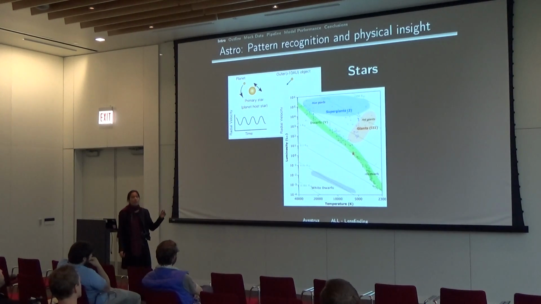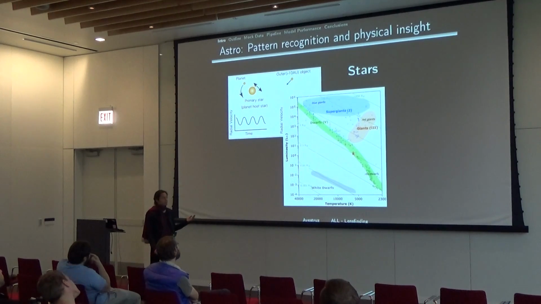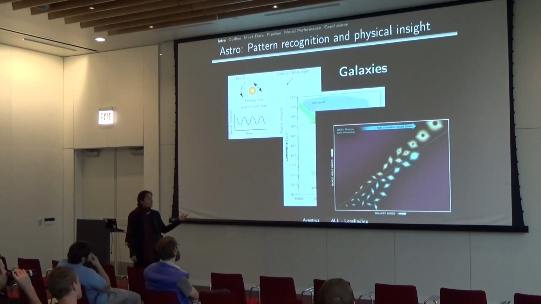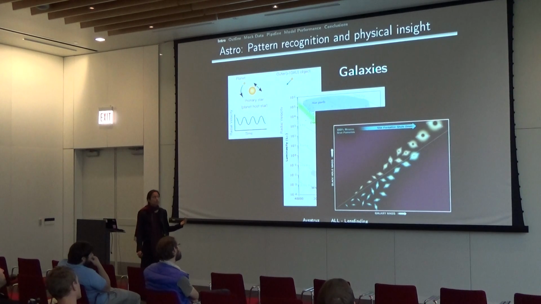This is sort of another kind of pattern recognition, where there's some underlying physical process that determines what area of classification these stars might lie in. And finally, another example is in galaxies, where you might see some sort of pattern between the black hole mass and the galaxy mass of the galaxy hosting that black hole.